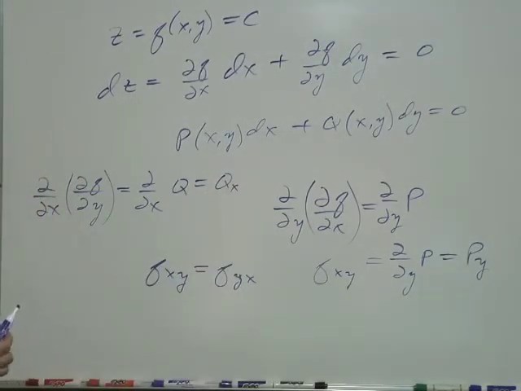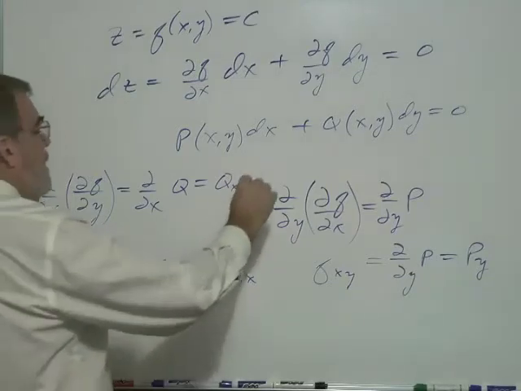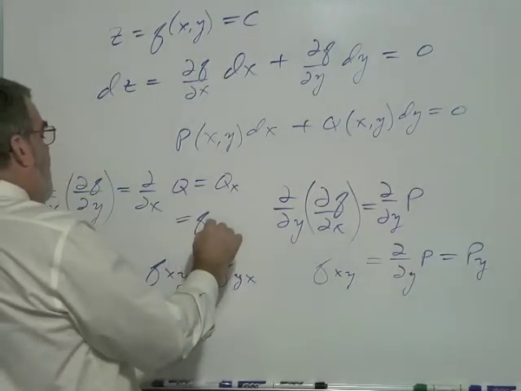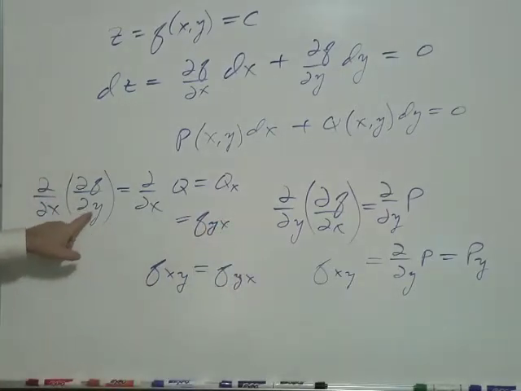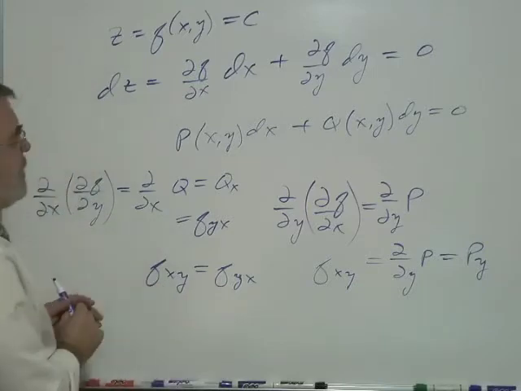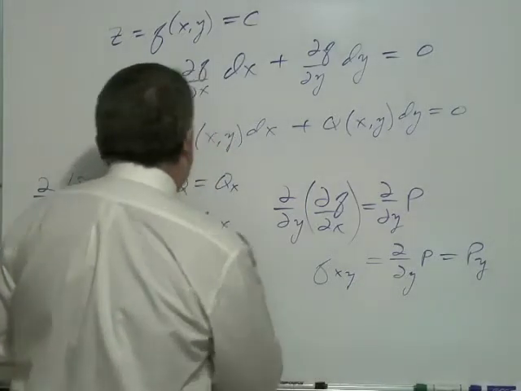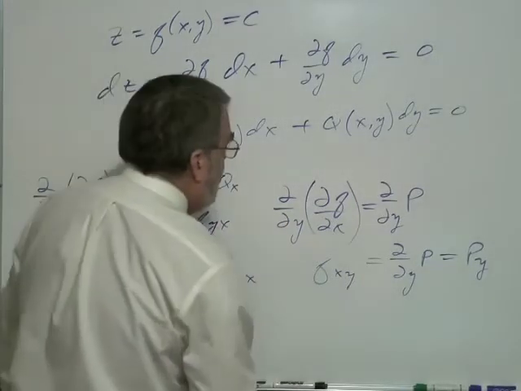And notice that Qx is equal to what? I'm running out of room here. This is fyx. In other words, the y derivative is taken first and then the x. Because of Clairaut's theorem, if f is a function that's continuous, then these are equal.